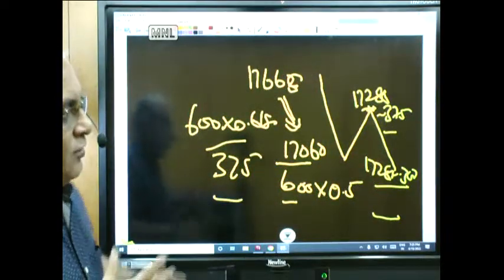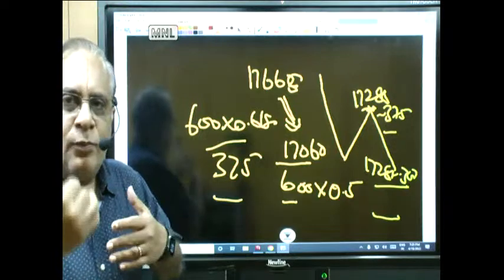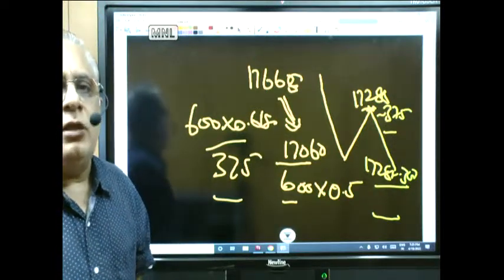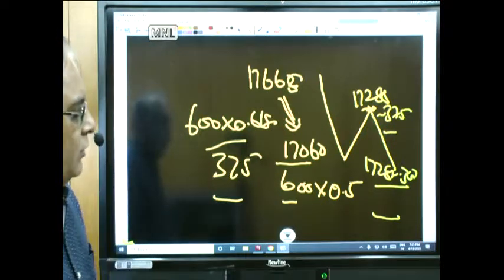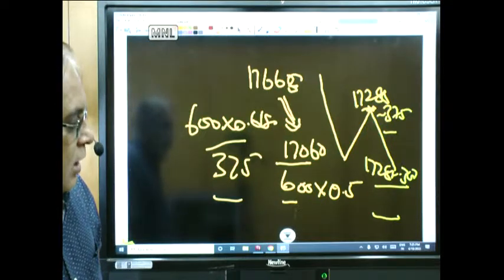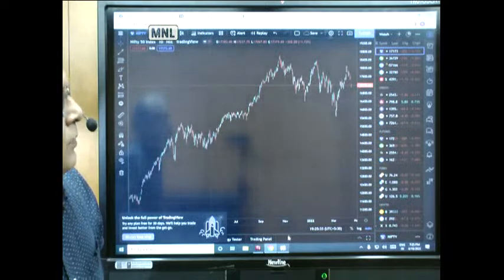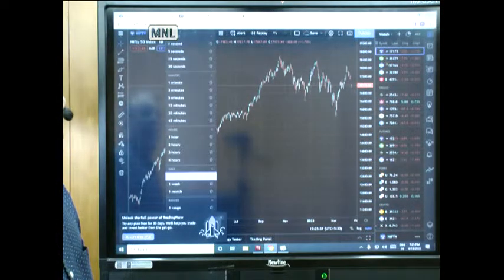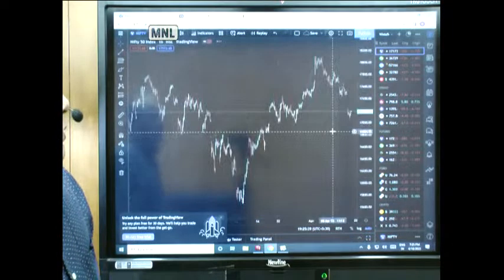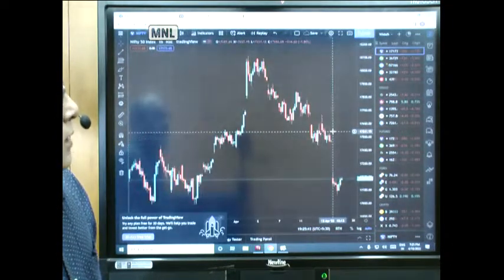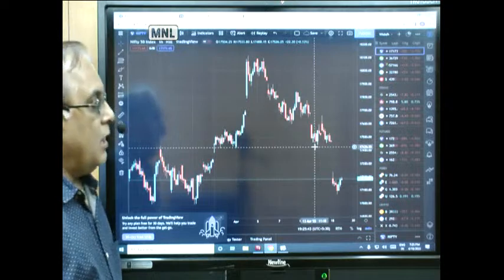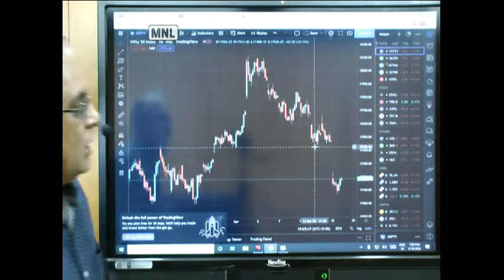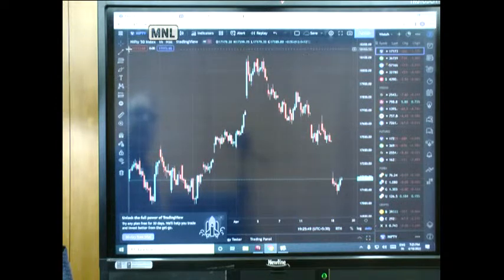So once you have these levels, then if one level is broken, you can buy above the other level. You can buy above the other level. So now let us see how it is happening in the case of a Fibonacci extension. So this is the 1 hour chart. Okay, now we will draw the Fibonacci extensions.